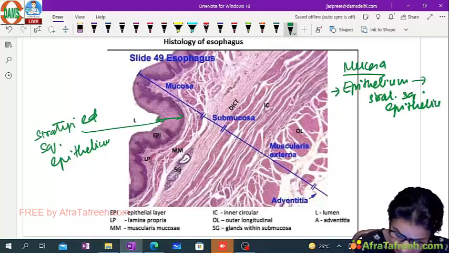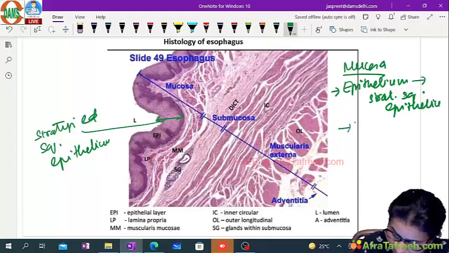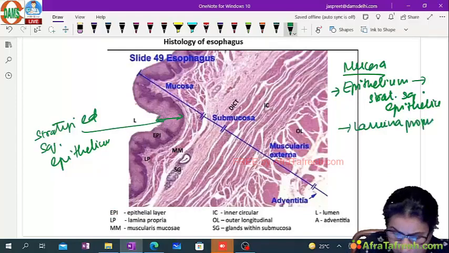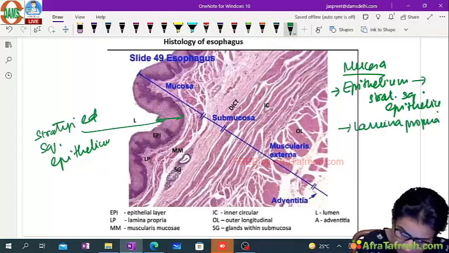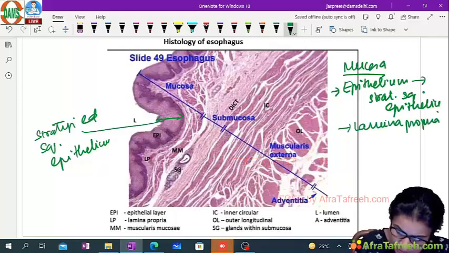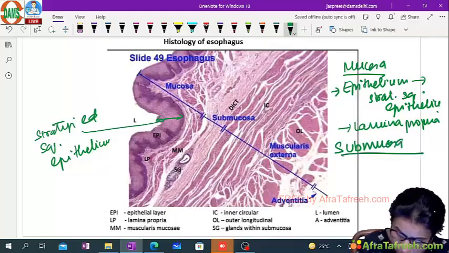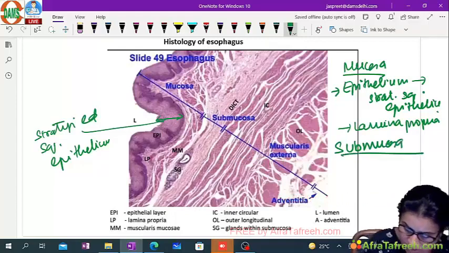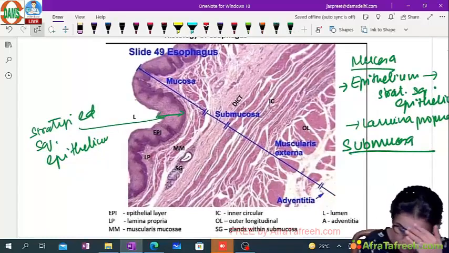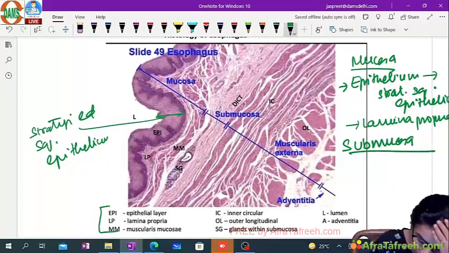Below the epithelium, we have the lamina propria. These are all parts of the mucosa. Then the second layer is the submucosa, which has been marked here. You can see the submucosa. So the mucosa has three parts.